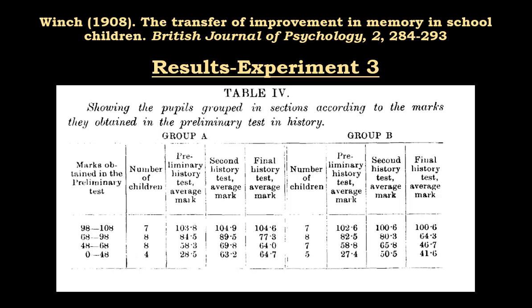And in table 4, there is another experiment which replicates the first one. The idea is the same, two groups, and the final test is a history test as well. So we've got here the average in these categories: 104 versus 100, 77 against 64, 64 against 46, and 64 against 41. And again, we don't have inferential statistics.